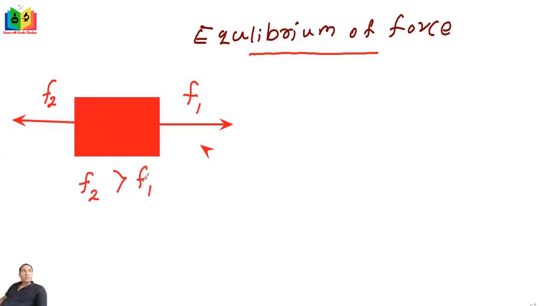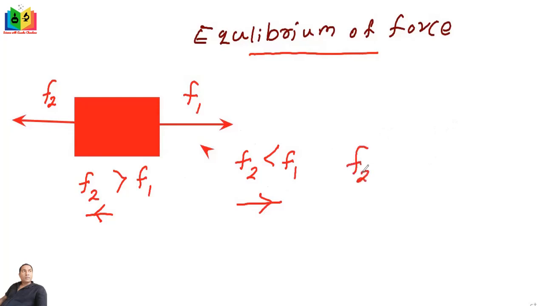If F2 is greater than F1, this object is moved in this direction, no? And also, what will happen if F2 is less than F1? Then this object is moved in this direction, right? Then we will go to our next one.